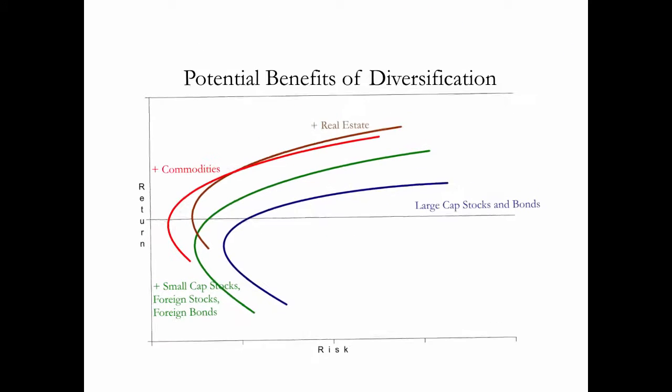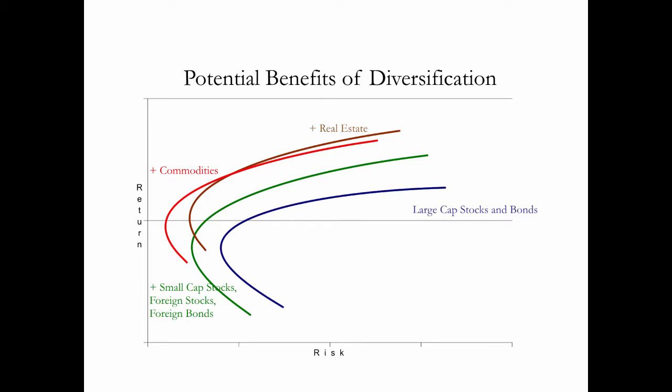Let's look at the potential benefits of diversification. This chart shows risk across the bottom, greater risk to the right, and return up the left side, more return at the top. Start with the purple curve labeled large cap stocks and bonds. The bottom left edge of the purple line represents 100% bonds. Midway up the line is 50% bond, 50% stocks, and the far right edge of the line is 100% stocks. Notice that return and risk generally increase with more stocks, but this line is not straight. 100% bonds can be made less risky and provide better returns by adding some stock to the mix.